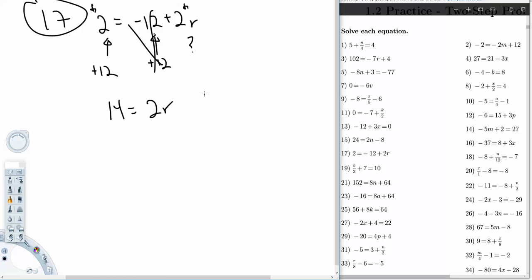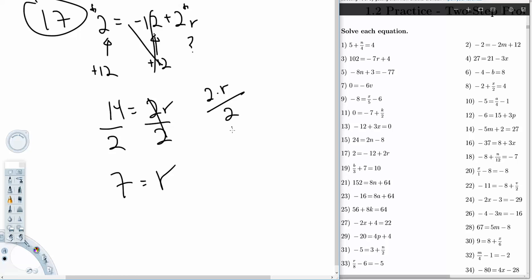Now, 2r is really 2 times r. How do I get rid of that 2? If I multiply something by 2, I divide by 2 to get that something back. So I divide everything by 2. 14 divided by 2 equals 7. 2r divided by 2 equals r. And that is the answer.